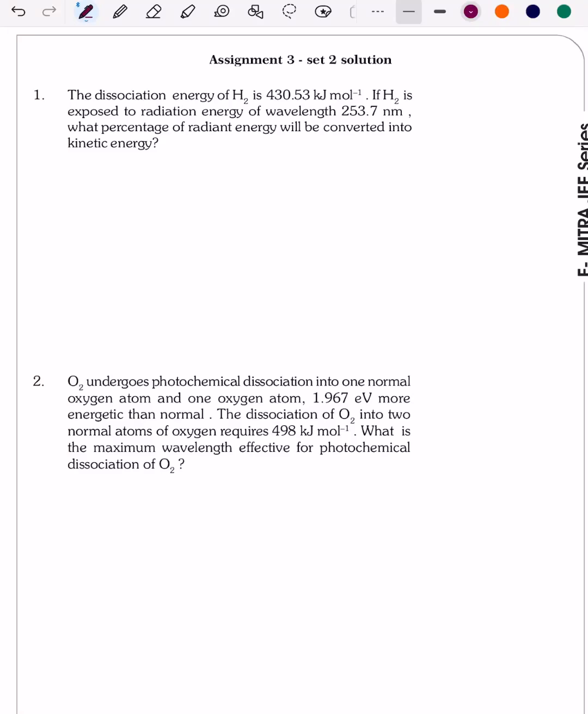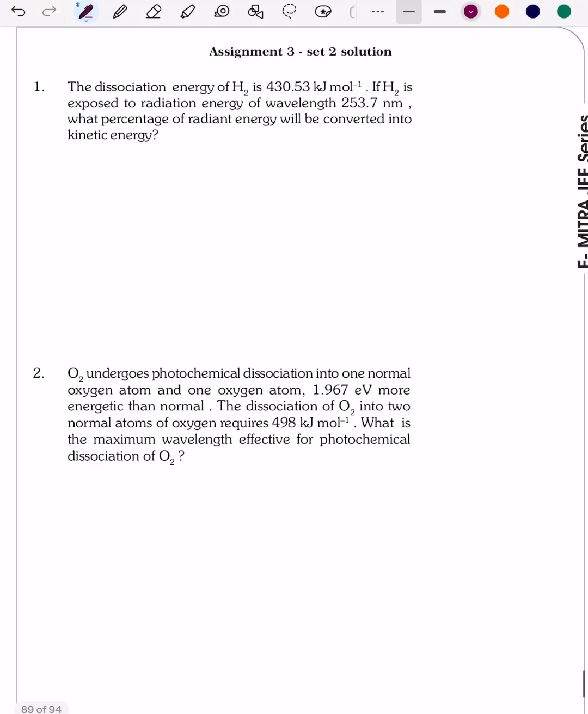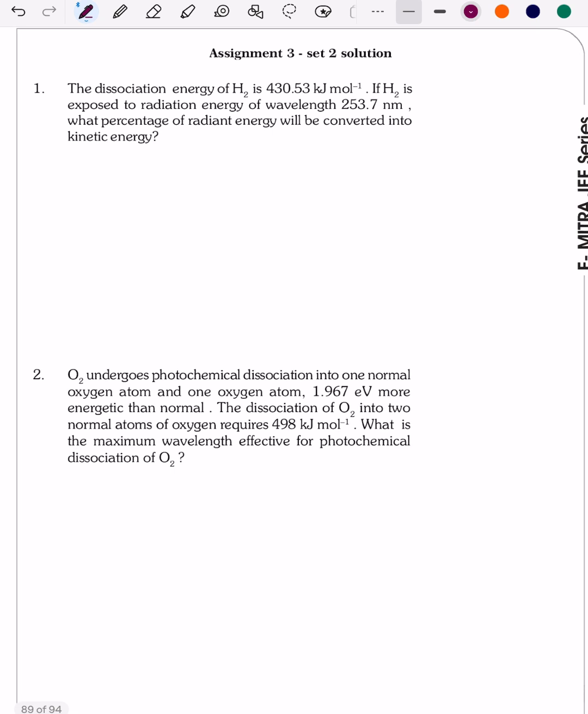Let's begin with assignment 3, set 2, question number 1. The question says the dissociation energy of hydrogen is these many kilojoule per mole. If hydrogen is exposed to radiation energy of wavelength 253.7 nanometer, what percentage of radiant energy will be converted into kinetic energy?